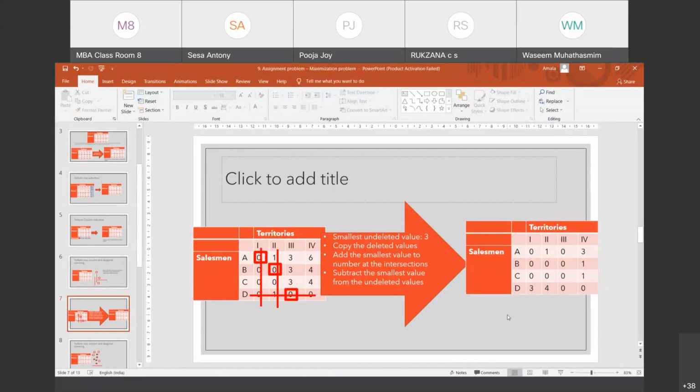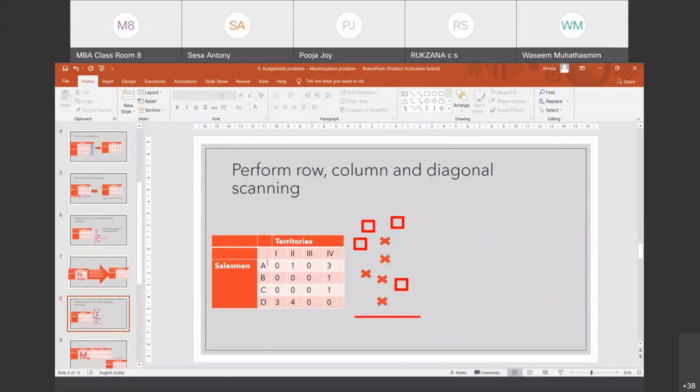To this matrix, now again we have to go for phase 2, row scanning and diagonal scanning. We'll see that in the next slide. So this is the reduced matrix after copy, add and subtract operations. Row scanning, can we do it on the first row? We cannot do it. Second row, can we do row scanning? No. Third row? No. Fourth row also? No, because there are multiple zeros.